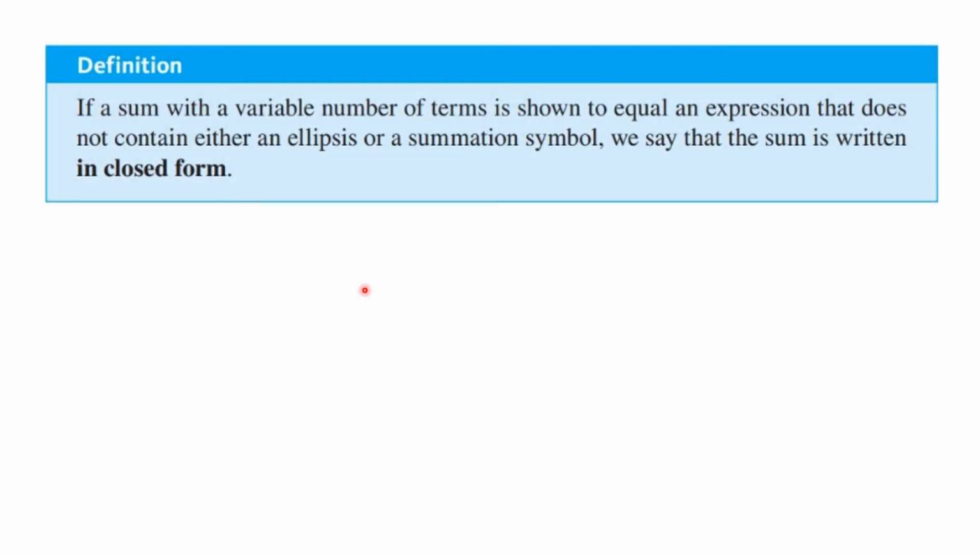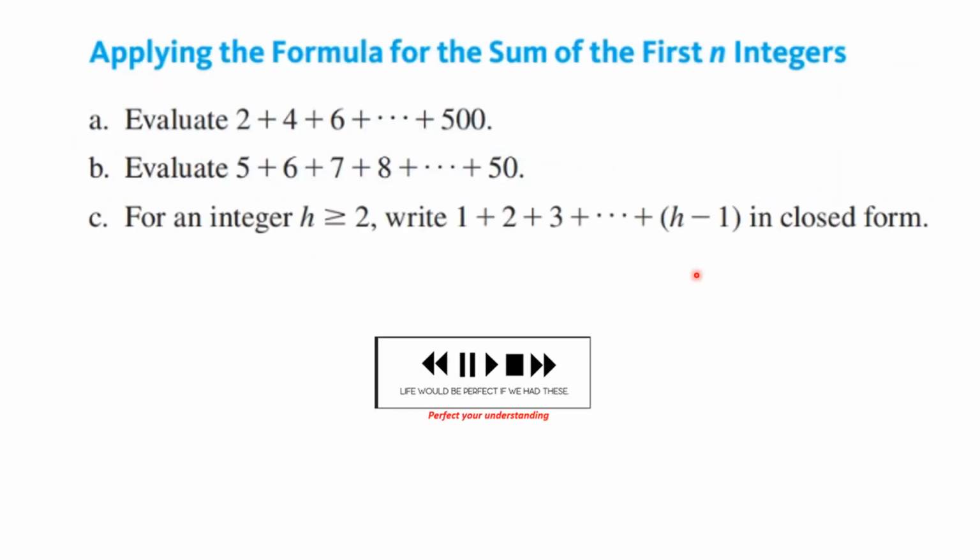If a sum with a variable number of terms is shown to be equal to an expression that does not contain either an ellipsis, that is the ..., or a summation symbol, then we say that the sum is written in closed form. Now, the reason I introduced that is because that's in this example we're going to do.